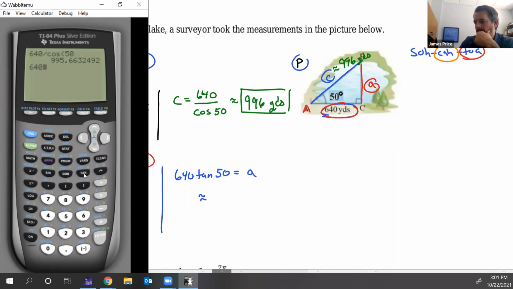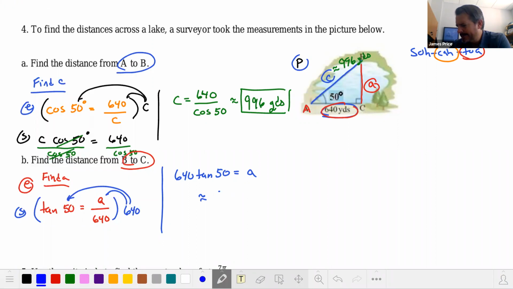And then tan of 50 degrees. And then hit enter, and it spits out my answer here of 762.7 blah, blah, blah yards. And I'd say round up, right? So 763. So 763 yards is my answer. Right, so this is approximately 763 yards. And that's a nice little problem with this SOHCAHTOA in a right triangle.